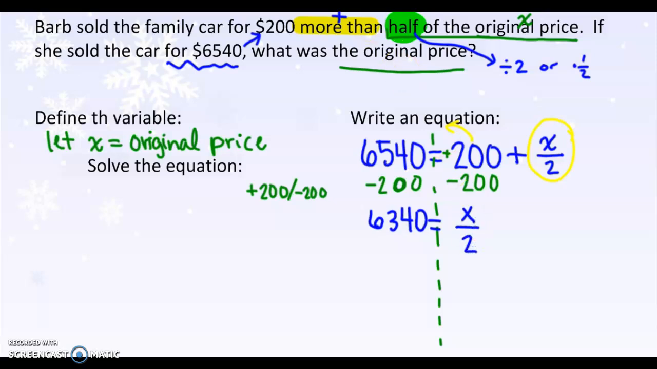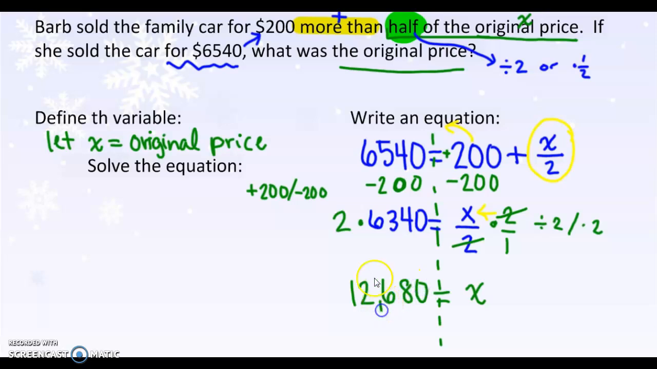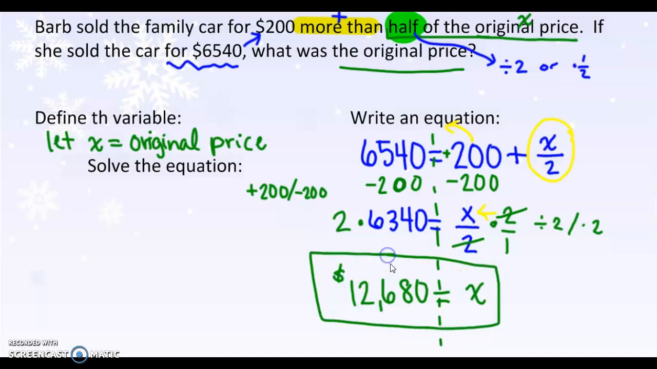And let's think again. What's happening to our variable x? Well, x is currently being divided by 2. So to undo that, we're going to double it, multiply by 2. Remember, with your multiplication, you're showing that as 2 over 1. Show it in the numerator, not your denominator. The reason we're showing it in the numerator is so those cancel out. x is equal to $12,680. And it's money, so we're going to put a money sign in front of it. That's the original price of the car.